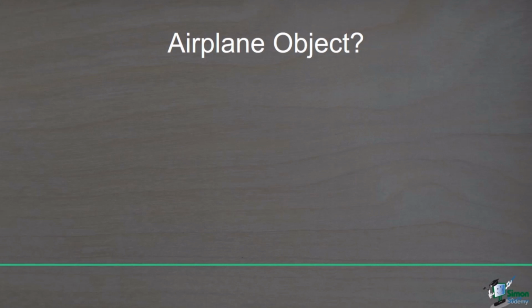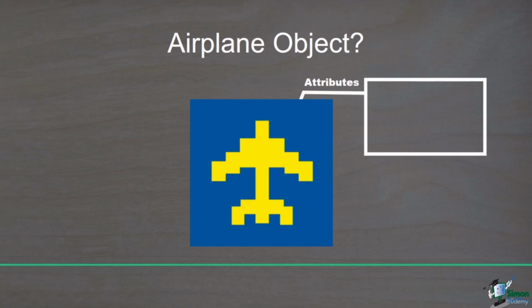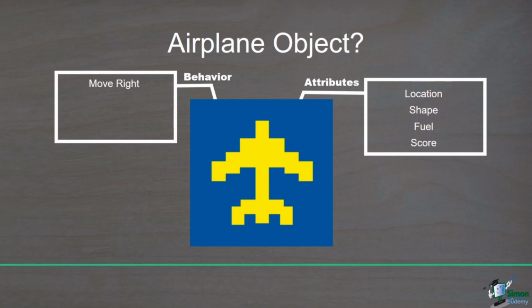Here, for example, if you think of airplane, you find that it has some attributes such as location, shape, fuel, or a score. Also, the airplane has some behavior. At least it can move right, it can move left, it can shoot the enemies, and it can refuel.